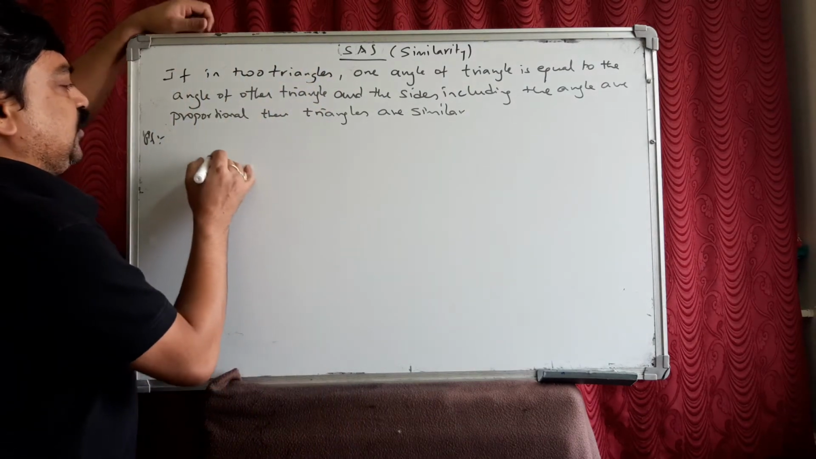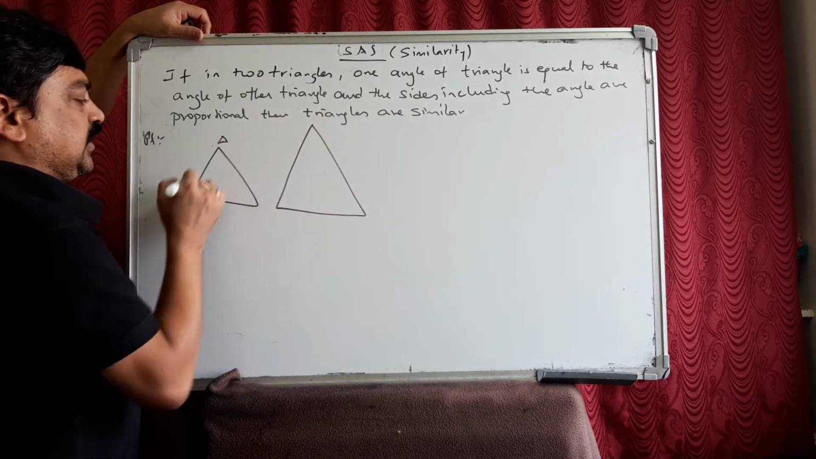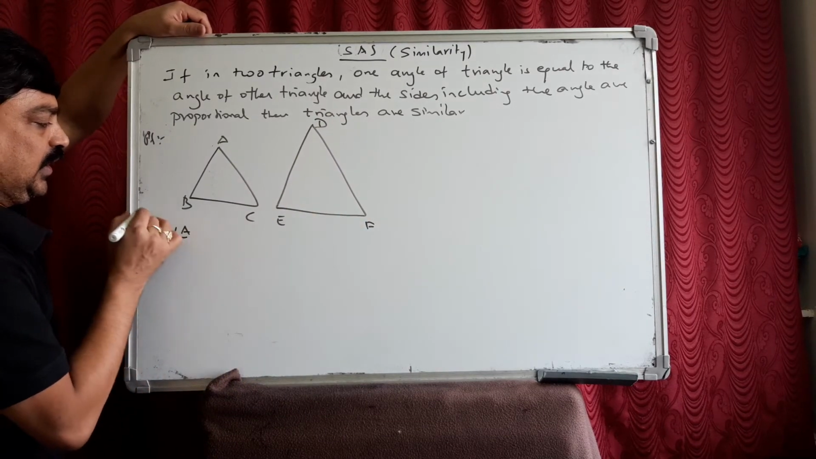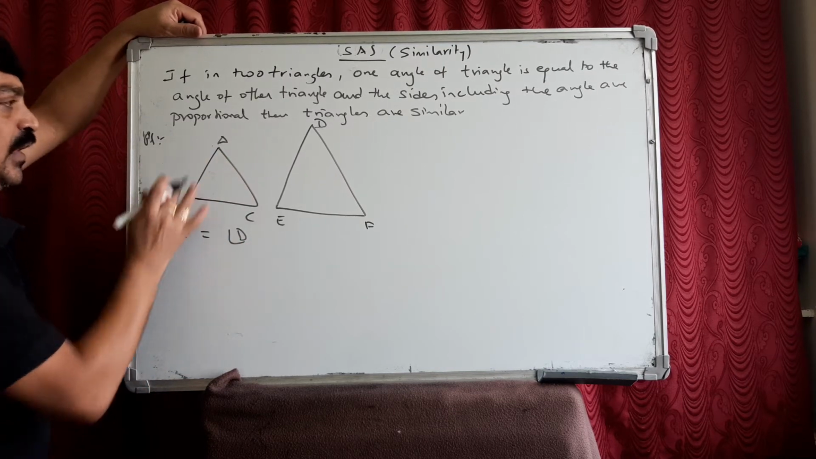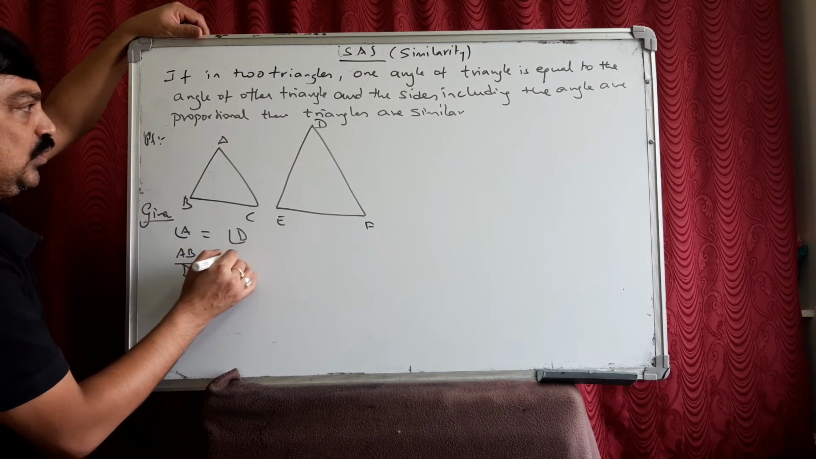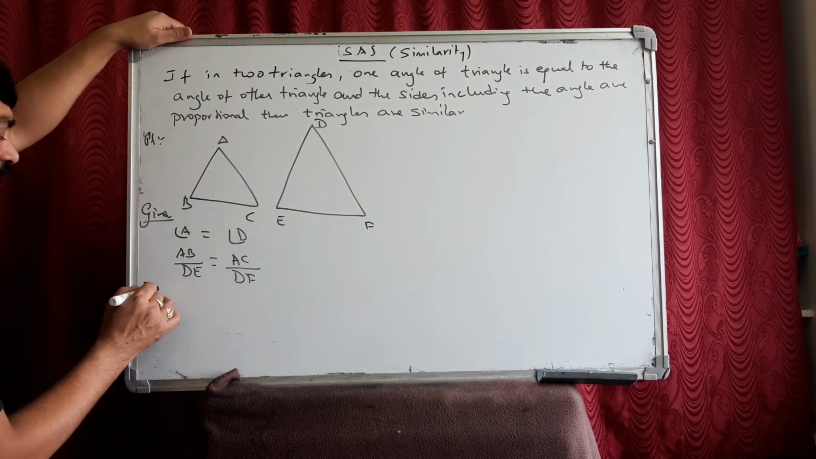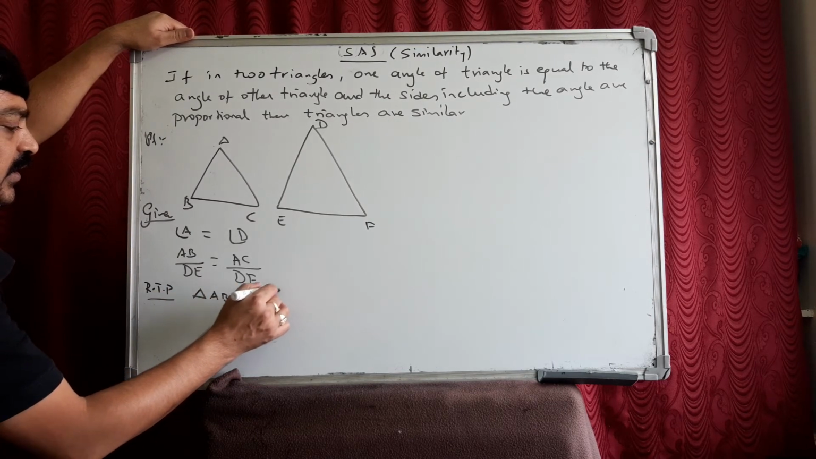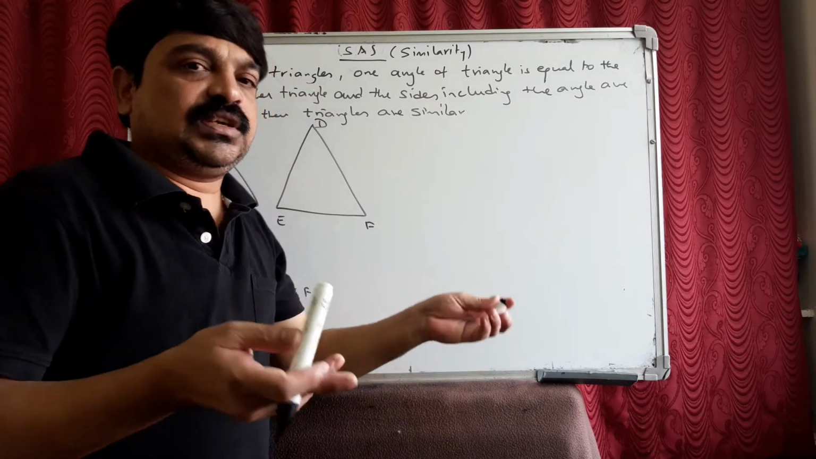What is given here? You are given two triangles. If in two triangles ABC and DEF, one angle is equal to one angle of the other triangle and the sides including the angle are proportional, AB by DE is equal to AC by DF. Now what to prove? RTP, the triangles are similar: triangle ABC is similar to triangle DEF. That means we can apply either of the two conditions, AAA or triples. Let's see what happens.